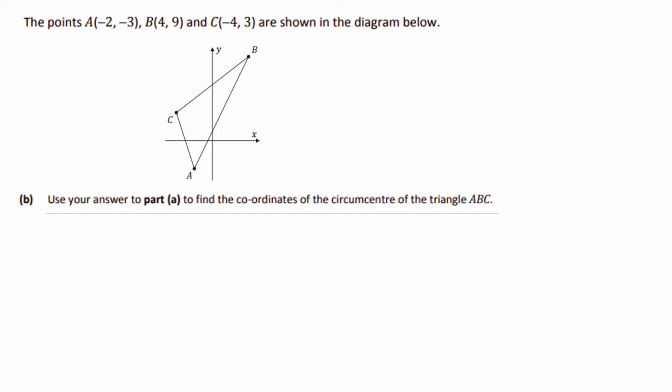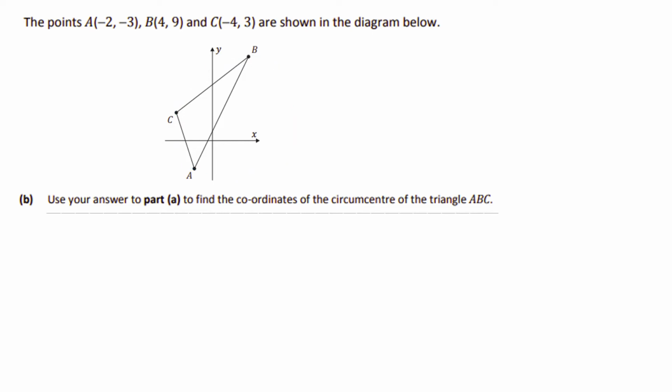So part B asks us to use our answer from part A to find the coordinates of the circumcenter of the triangle ABC. So part A was a big hint on how to get the circumcenter. The circumcenter is when we perpendicularly bisect each of the sides, and where those lines meet will give me the circumcenter. The circumcenter is the point that draws the circumcircle, and it's quite a bad drawing, but gives you an idea. It's the circle that goes around the triangle and goes through all of its vertices, all of its points.